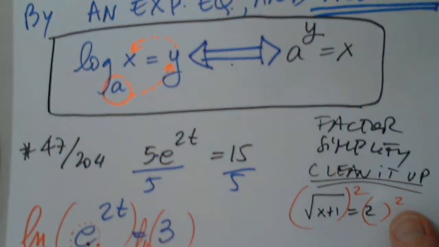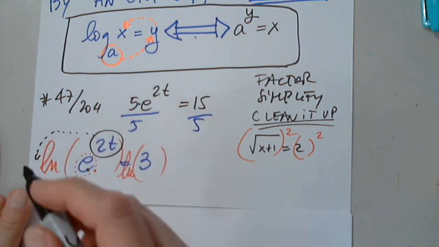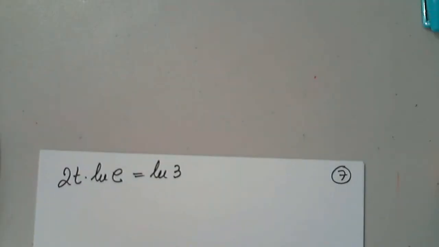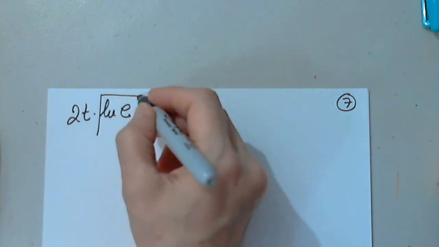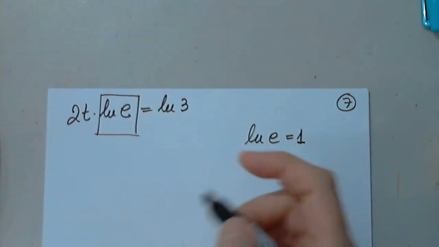Good. So if that's the case, the property that we just discussed is this. The exponent goes in front as a factor, multiplied. So 2t natural log e equals natural log 3. Now we have to remember this forever. How much is natural log e? Let's say I have no idea. Very easy. Natural log e, I have to remember this forever, is 1. So it's 1. So this goes away.